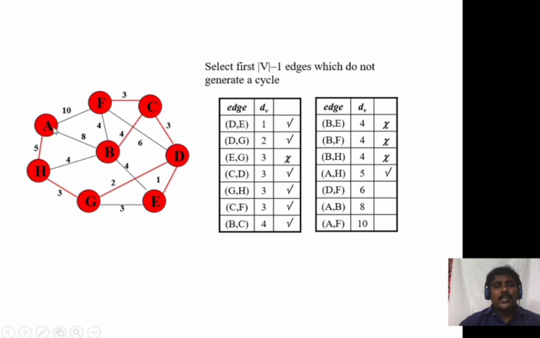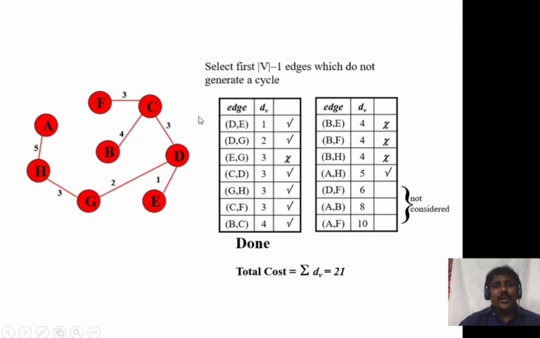Next, A to H. Yes, I can consider A to H. There is no closed diagram here. Next, D to F. All the others are not considered. Why? Because if I consider DF, AB and AF, then the graph will become a closed graph, and it will not be an open graph. So I am not considering these edges.